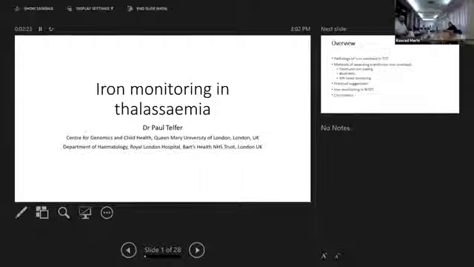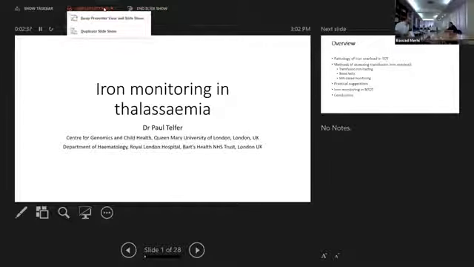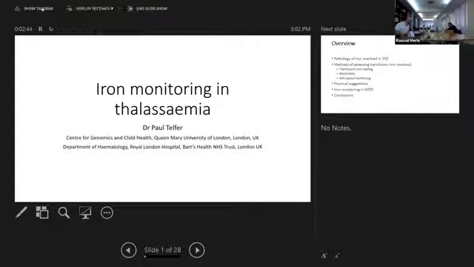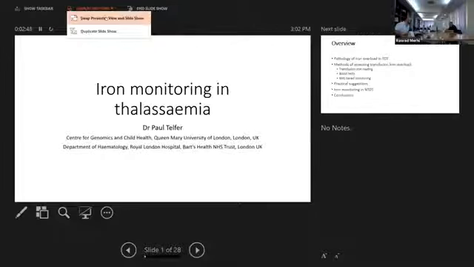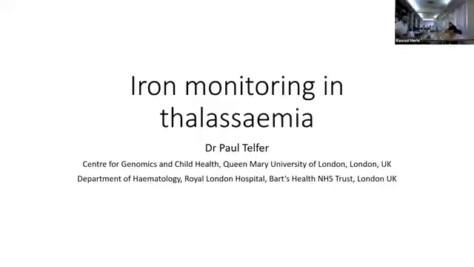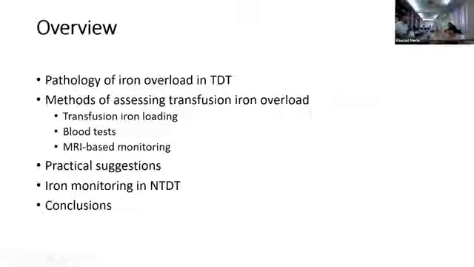Ladies and gentlemen, today we're going to listen to a talk about iron monitoring in thalassemia. This is a very important, a very basic talk because, as you know, early detection of iron overload, early detection of iron toxicity will help to direct treatment so that cell damage, tissue damage will be minimized, thereby reducing complications and saving lives.